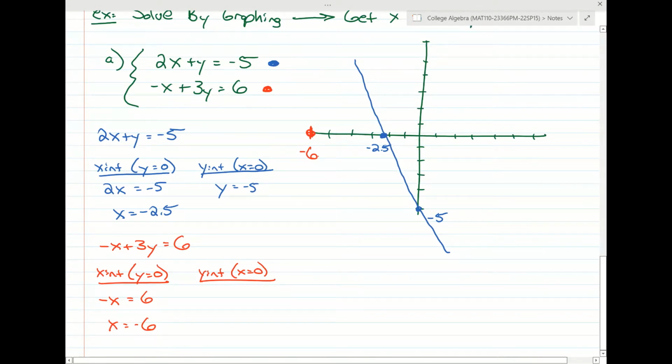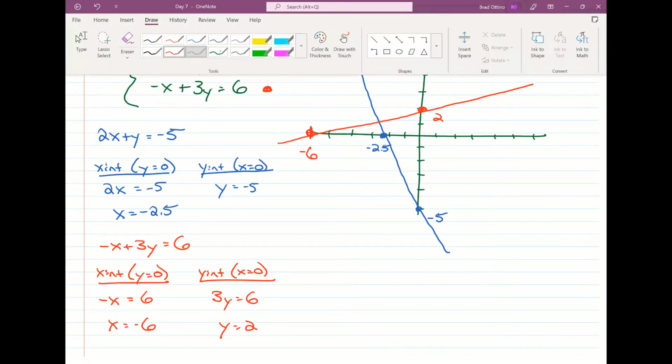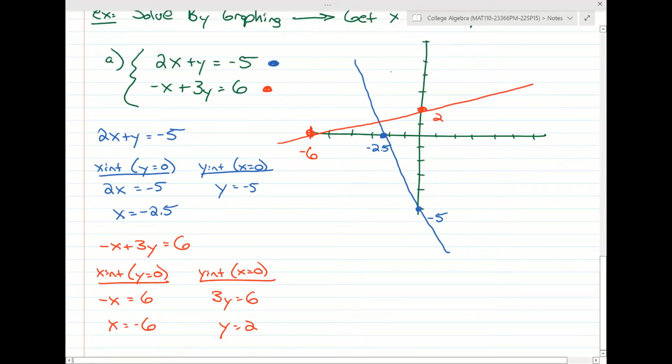To get the y-intercept, we put 0 in for x. So -0 plus 3y is equal to 6. Y would be 2. So the question is, where do they cross? This point right here is the solution. Solution looks like it'd be -2, 2.